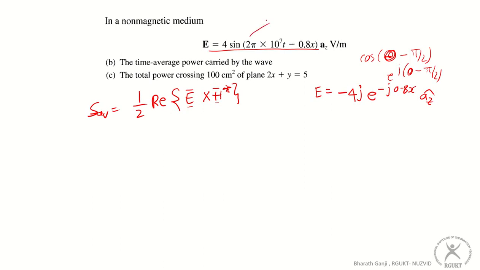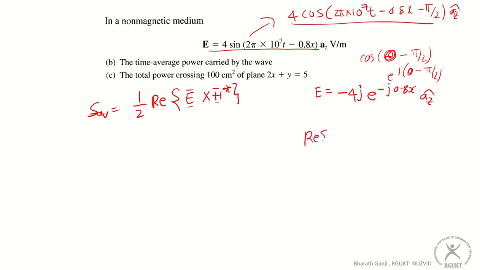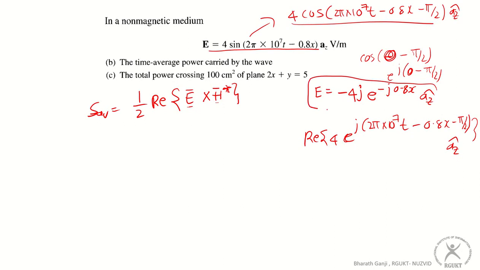You write this expression as 4 times cos of 2 pi into 10 to the power of 7 t minus 0.8x minus pi by 2 times az cap. This equation can be written as real part of 4 times e power j of 2 pi into 10 to the power of 7 t minus 0.8x minus pi by 2 az cap. And in this you neglect the e power j omega t term, which is 2 pi into 10 to the power of 7 t, and real part of it. You get the phasor form equation like this.